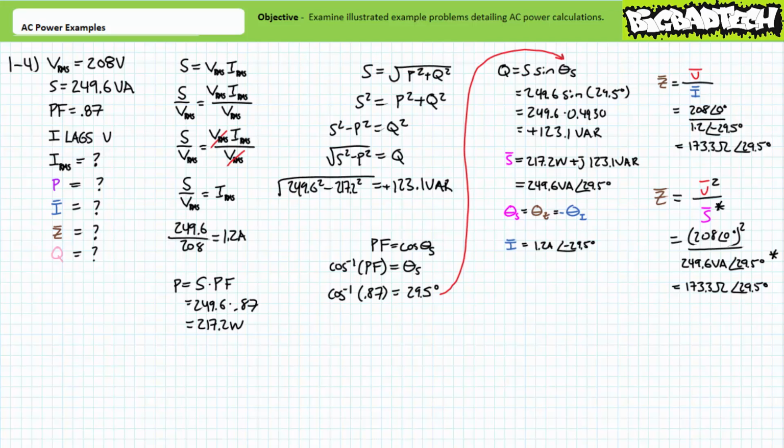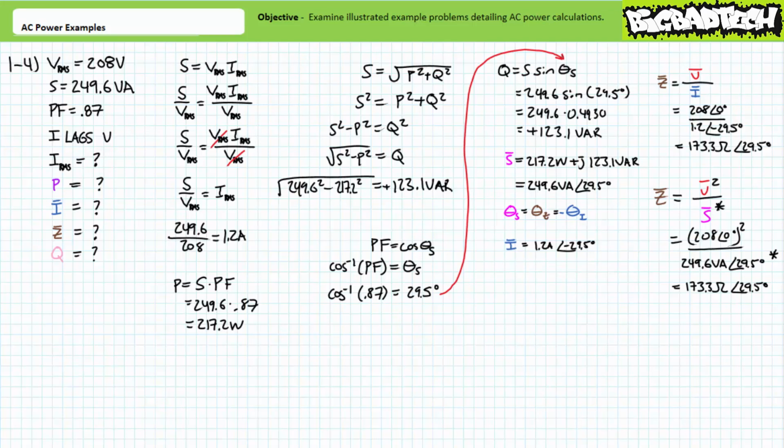Let's use the simple fact that we know when current is referenced with respect to voltage, the phase shift angle will be the inverse of the apparent power angle. Our current phasor equivalent is therefore equal to 1.2 amps, at an angle of negative 29.5 degrees. As can be expected, current lags voltage.